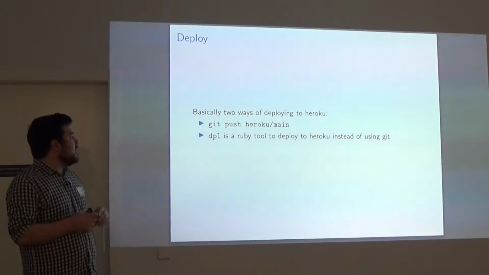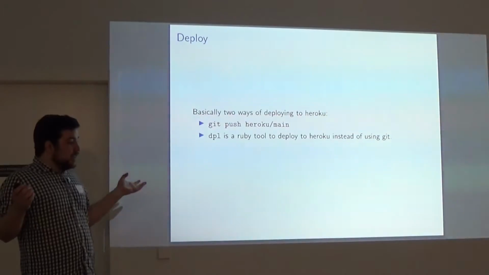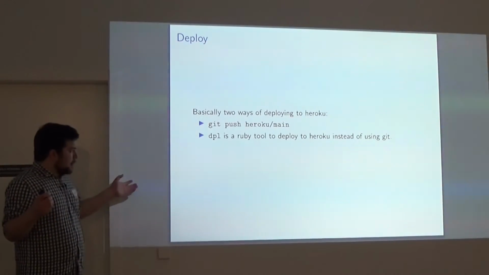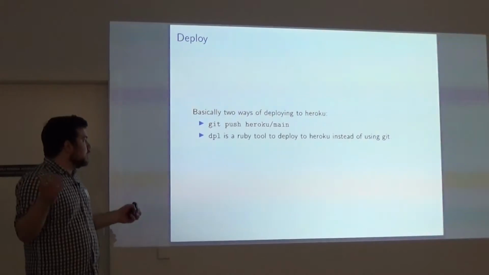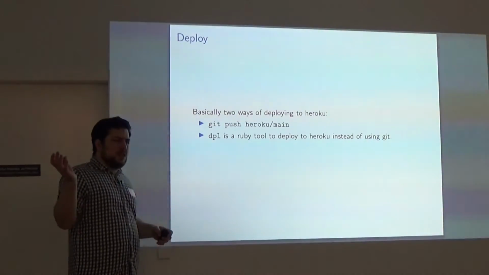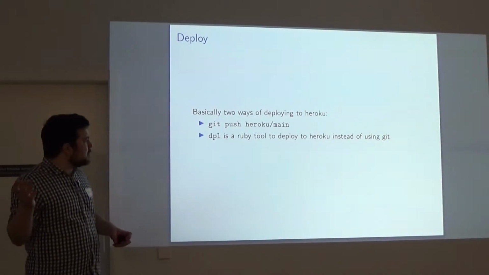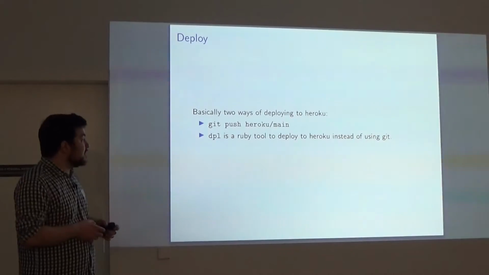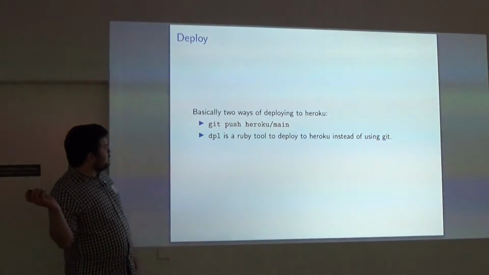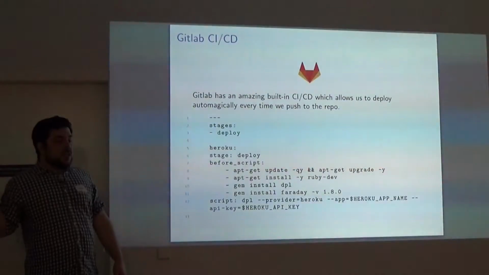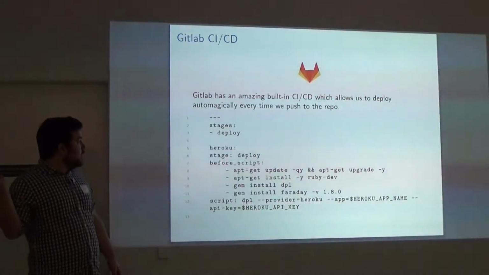It's always a nightmare. So there is this very cool tool built in Ruby called DPL, which allows us to deploy our code directly into Heroku. It actually also works for other platforms, but I used it only for Heroku. But it's very cool as well. So in here we will see the very simple way to deploy the things.